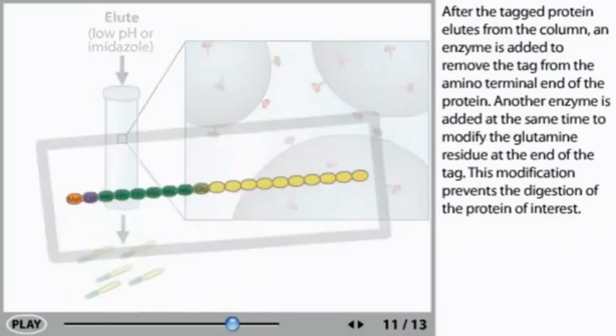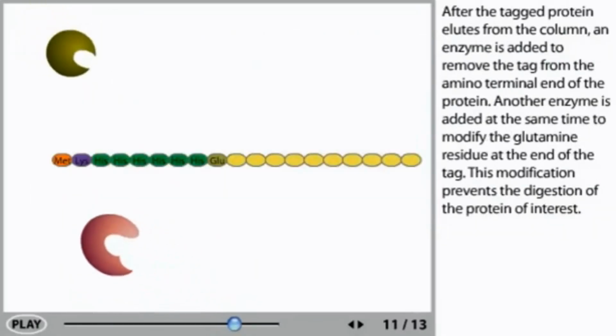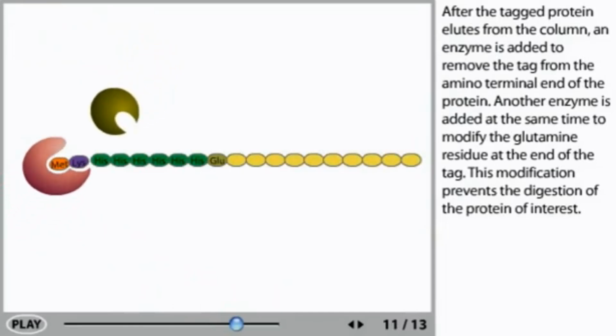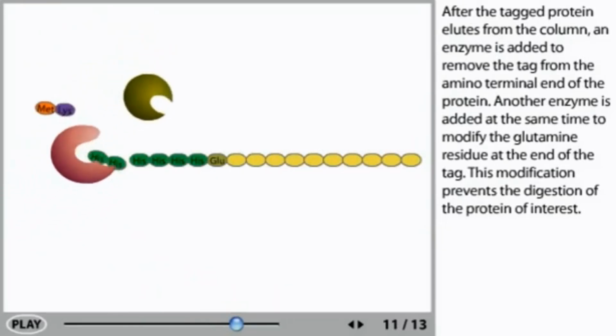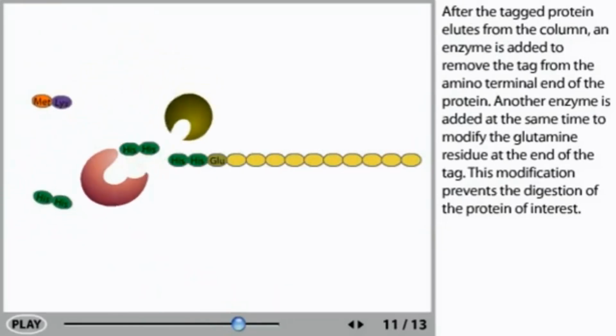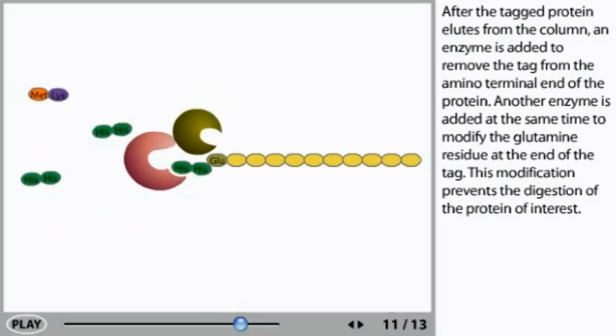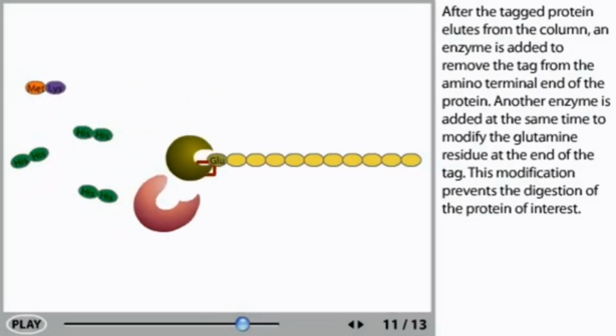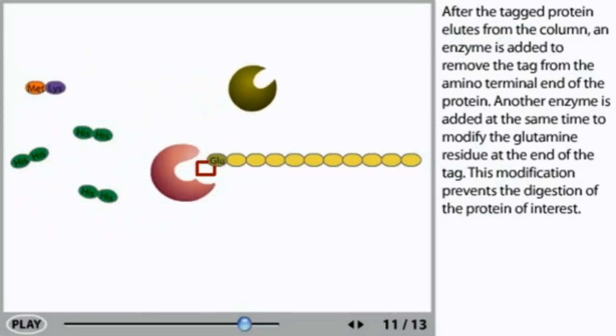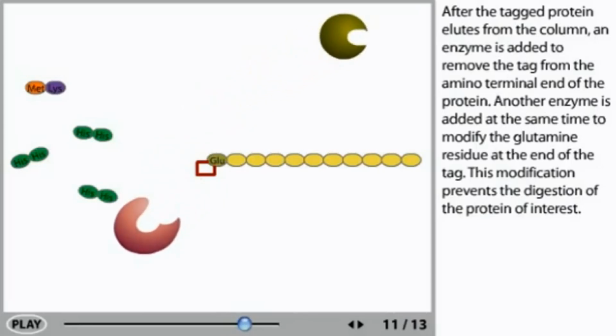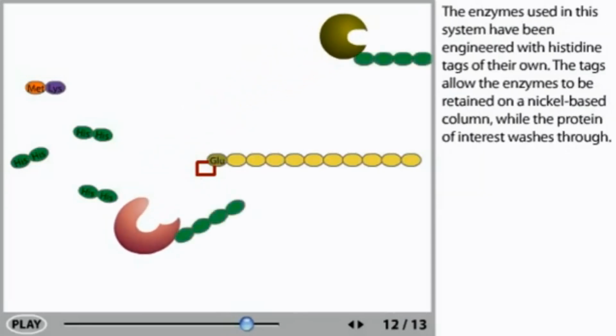After the tag protein elutes from the column, an enzyme is added to remove the tag from the amino terminal end of the protein. Another enzyme is added at the same time to modify the glutamine residue at the end of the tag. This modification prevents the digestion of the protein of interest. The enzymes used in this system have been engineered with histidine tags of their own.